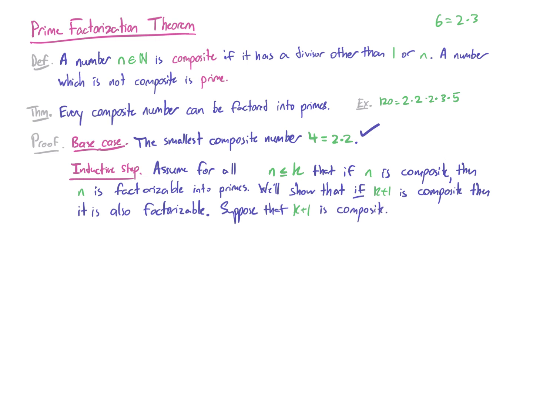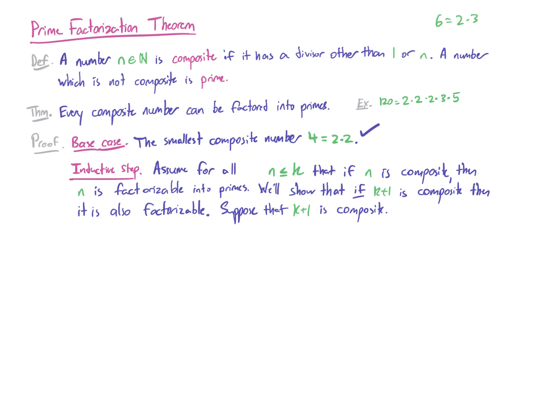I'm making this assumption for free because if k plus 1 is not composite, it must be prime, and my theorem is only about composite numbers. I don't have to worry about proving this statement for prime numbers. So since my theorem applies only to composite numbers, I can just assume that k plus 1 is composite and then try to argue my case from there.